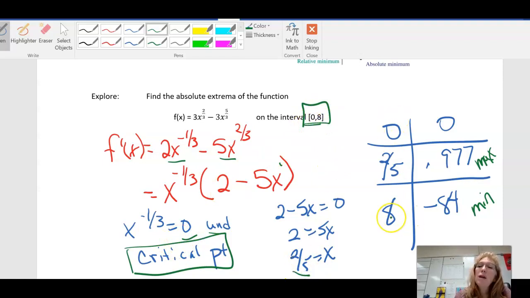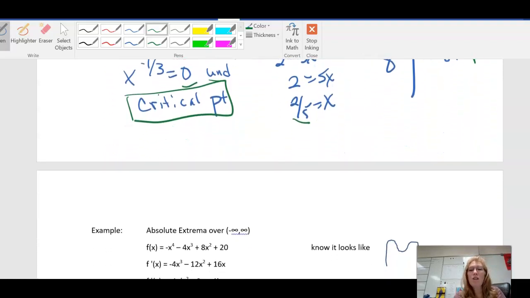Plug those into your calculator. You should have got 0.97, -84, making 0.97 your max and -84 your min. Hope you did a great job. These are kind of fun, don't you think?